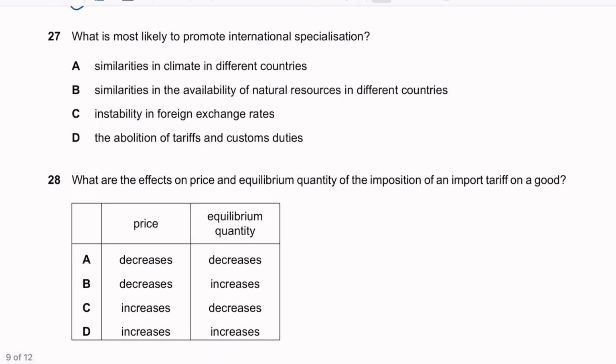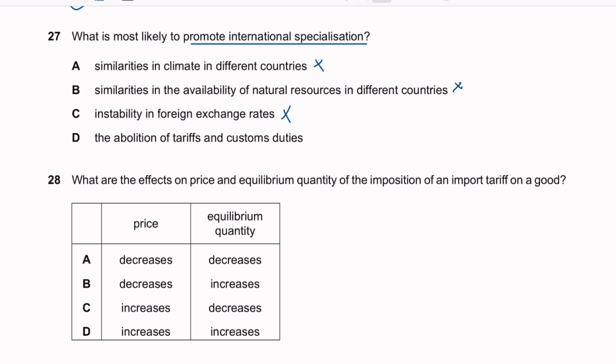Question 27. What is most likely to promote international specialization? Similarities in climate, similarities in availability of natural resources in different countries, instability in foreign exchange rates. No. These three are not.